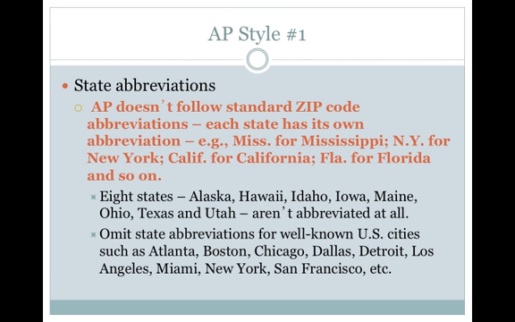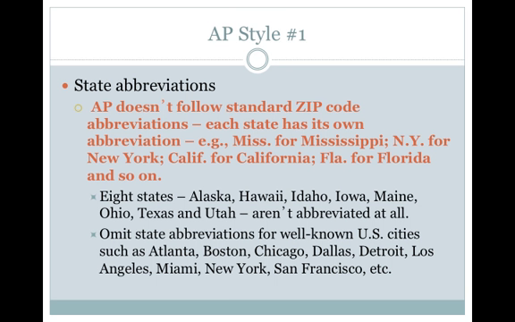Why AP doesn't follow standard zip code abbreviations, not really sure, but we just have to accept it and move on. So the serenity prayer, right? God grant me the wisdom to accept the things I cannot change. And that would be the case with AP style. Each state has its own abbreviation. You should clearly know that it's Miss. for Mississippi. New York is N.Y., and so on.